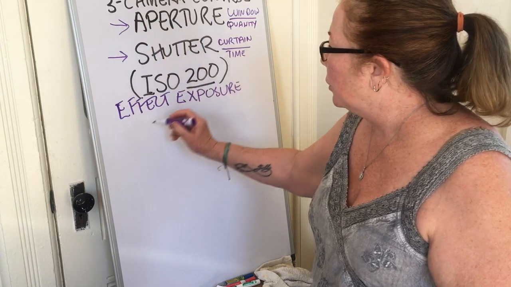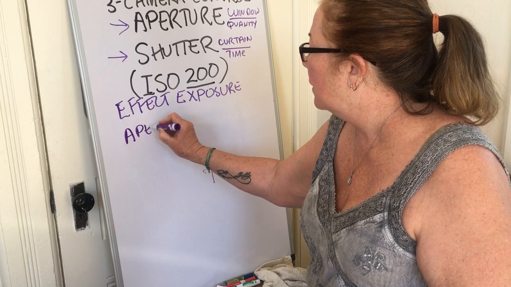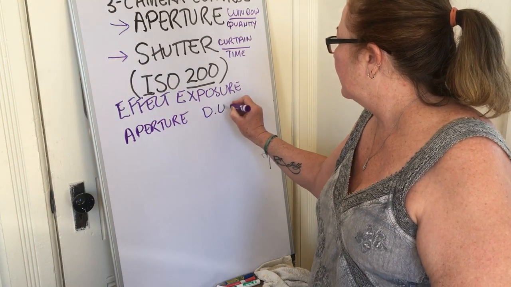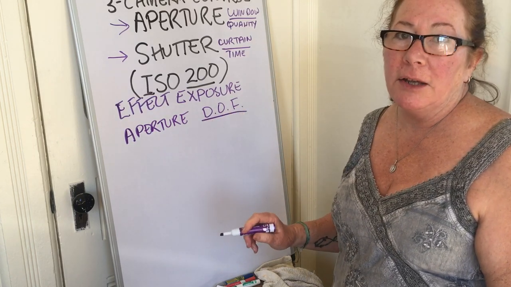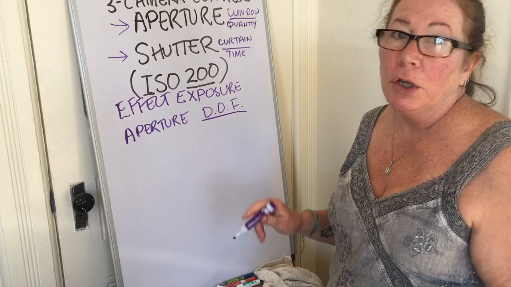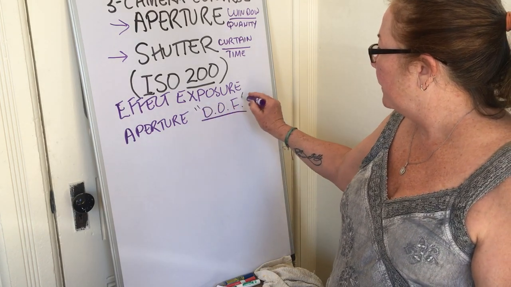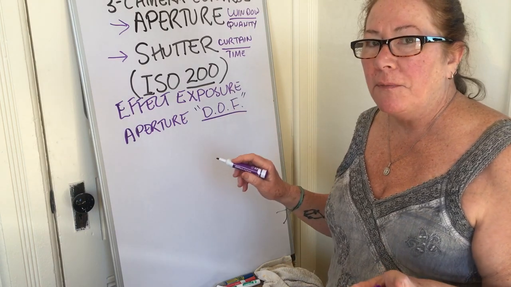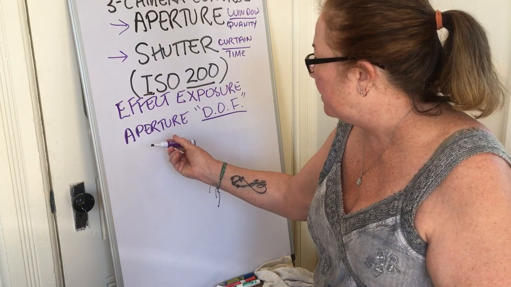So the aperture controls depth of field. And you'll see depth of field written like this quite a bit, DOF. So depth of field, write it down in your notes. Depth of field is DOF. Okay, depth of field. And we'll talk more about depth of field in a different lecture, but I want to just kind of move on with this. So aperture controls depth of field.